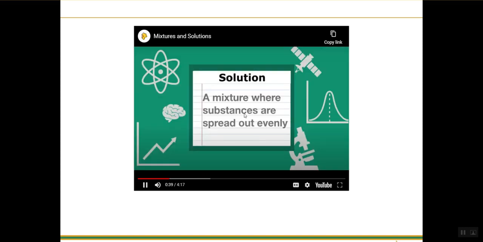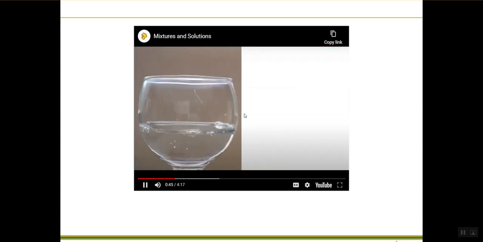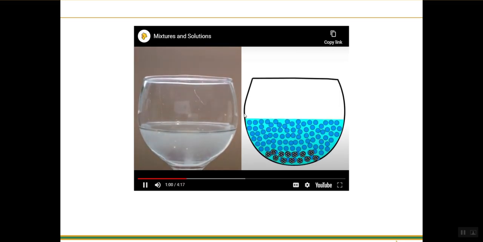It's called a solution. A solution is a mixture where substances are spread out evenly. The best example of this is to think about putting a spoonful of salt into water. If you put the salt into the water and stir, the salt dissolves, making it look like it isn't there anymore. But what's actually happening is that the particles of salt are spreading out evenly among the water. You just can't see them anymore.